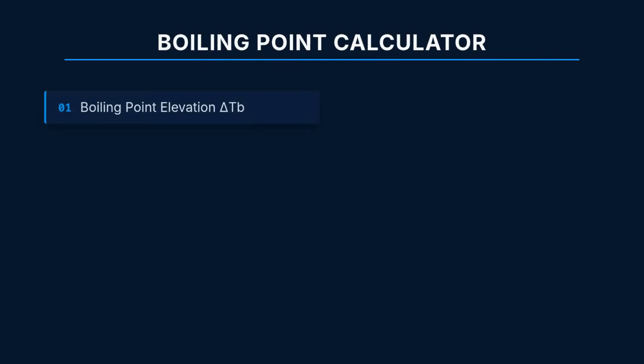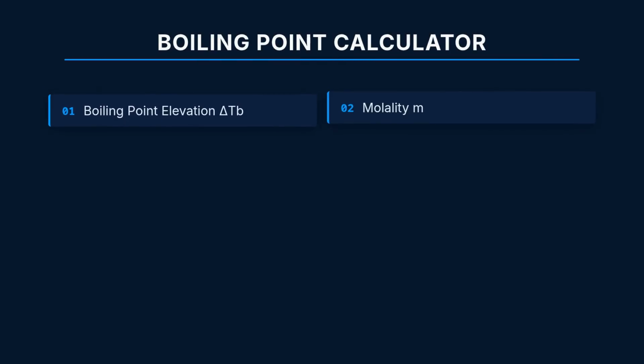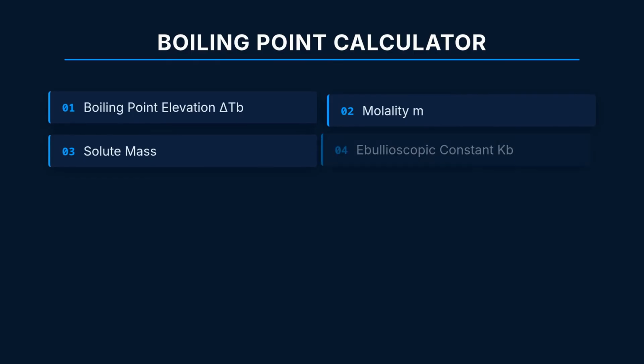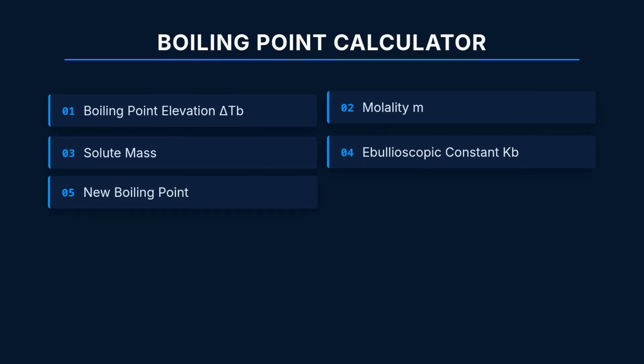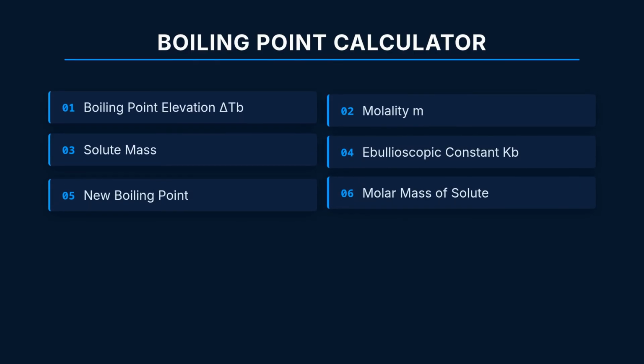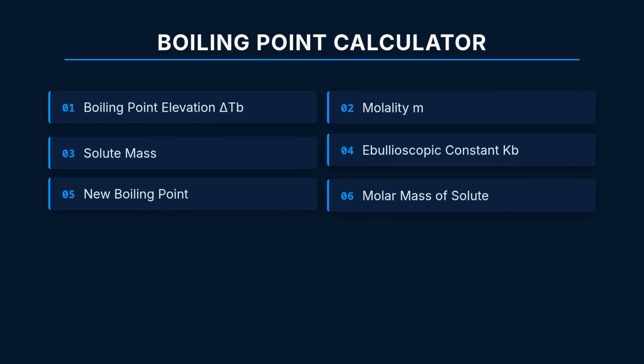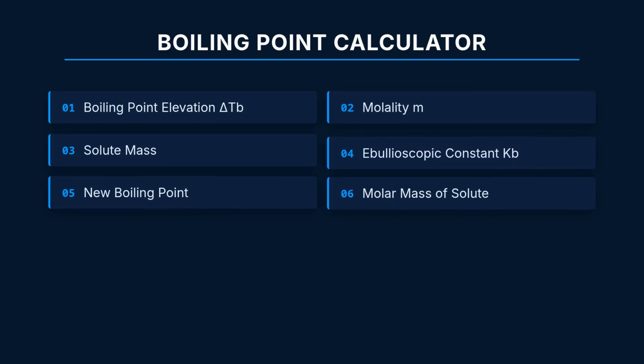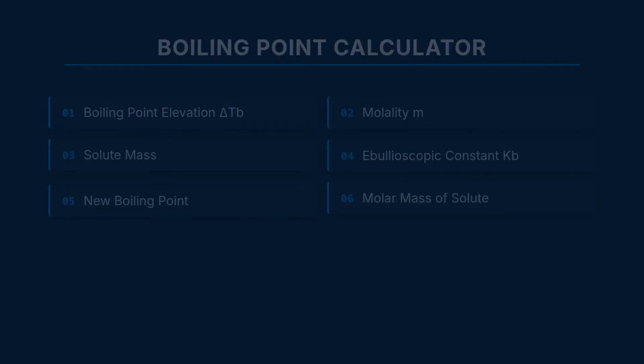The Boiling Point Elevation Interactive Calculator determines how much the boiling point of a solution increases when a solute is dissolved in a solvent. This calculator offers 6 calculation modes: calculate boiling point elevation ΔTb, calculate molality m, calculate solute mass, calculate ebullioscopic constant Kb, calculate new boiling point, and calculate molar mass of solute.